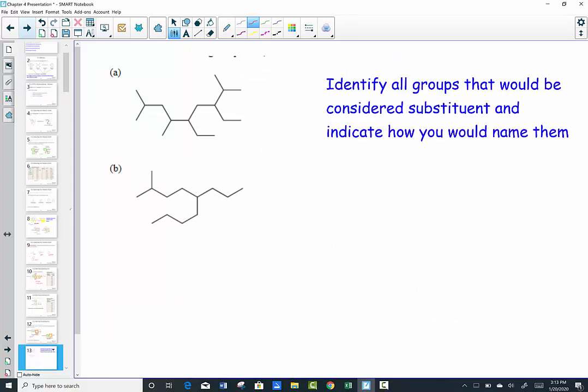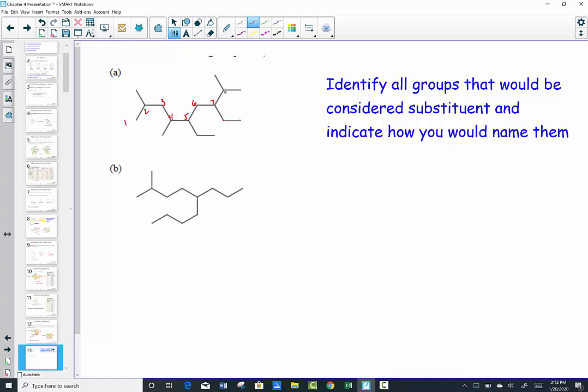Identify all groups that would be considered substituents and indicate how you would name them. So remember our first step, we've got to find the longest carbon chain. That takes some time just to find all the different ways to number. So I'm going to start here. 1, 2, 3, 4, 5. I'm going to go up 6, 7.